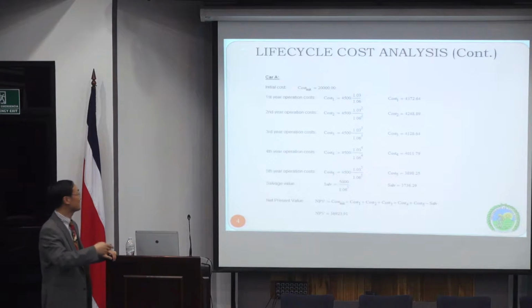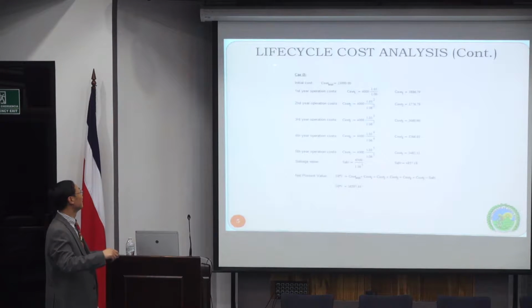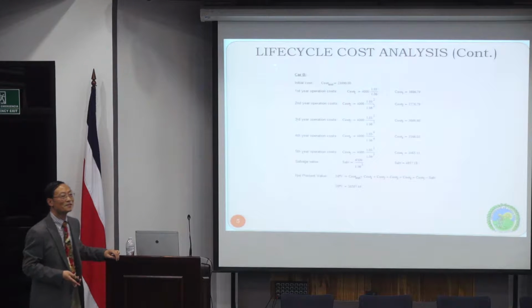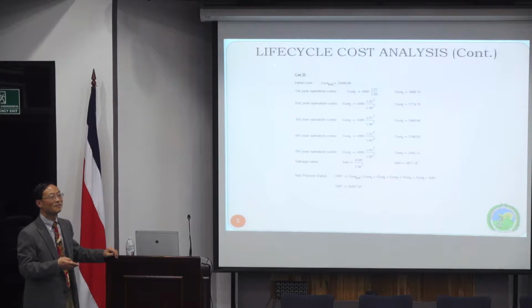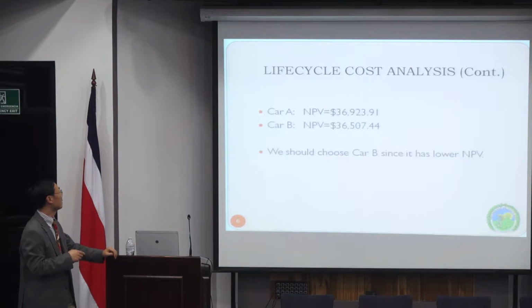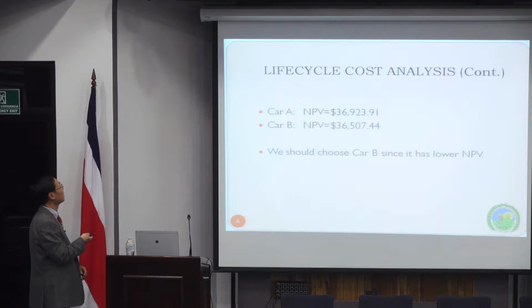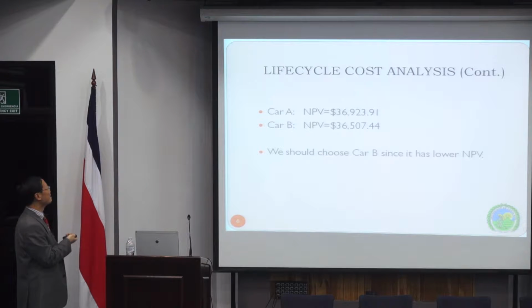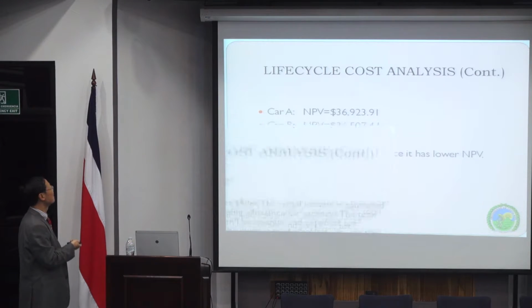And you should do the same thing for car B. You do the same thing for car B, and the total cost is that much. Then you just compare which one is cheaper for you, and that is the one you choose. So that means car B costs a little bit less. Although car B's initial price is higher, it is still better value.